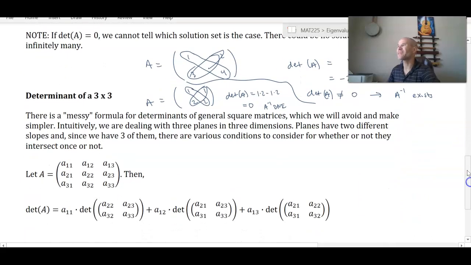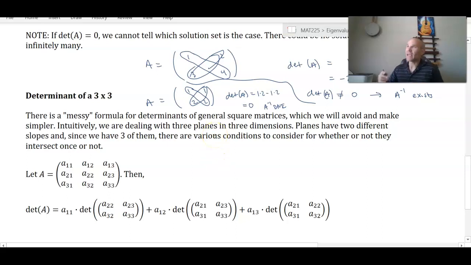Now for 3x3s and bigger square matrices like n by n, 5 by 5, 6 by 6, there's a really messy formula, and it's just kind of frustrating to use, and we often don't do determinants for larger matrices by hand anyway. So I'll just show you how 3x3s work.